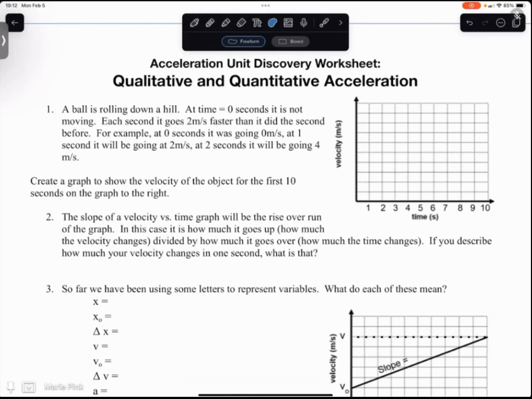So the first thing says a ball is rolling down a hill at time equals 0 seconds. It is not moving. And each second it goes 2 meters per second faster than it did the second before. For example, at 0 seconds, it was going 0 meters per second. So I'm going to go ahead and put a dot here at 0 meters per second. At 1 second, it will be going at 2 meters per second. And so at 1 second, that's how fast it'll be going.